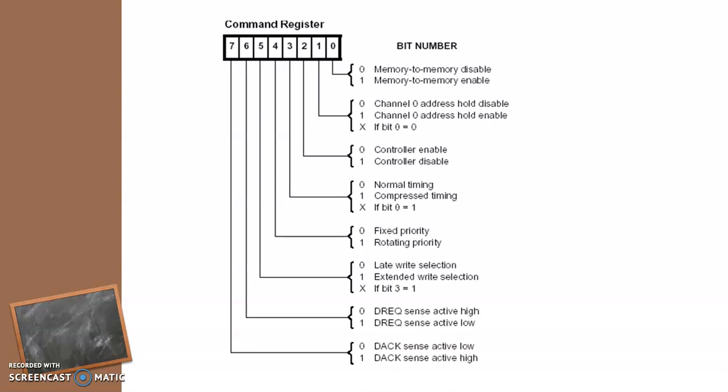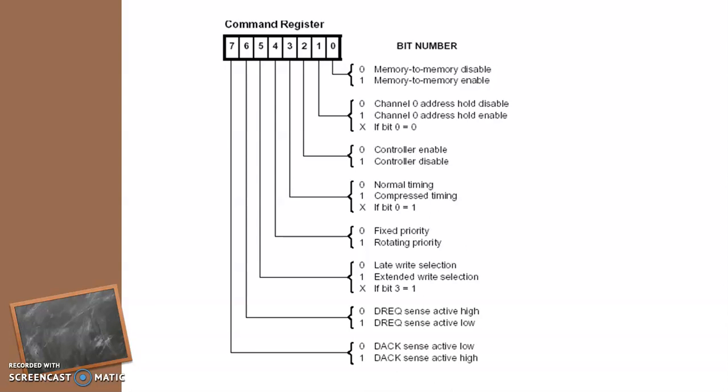So through software also you can invoke your DMA controller. If the controller bit value is 0, then the controller is in enable mode. If it is 1, then the controller is disabled. Next, bit 3, whose value could be either 0 or 1. If 0, it uses the normal timing. If it is 1, it will use the prescaler and transfer the data at a much faster speed. That is the compressed timing.